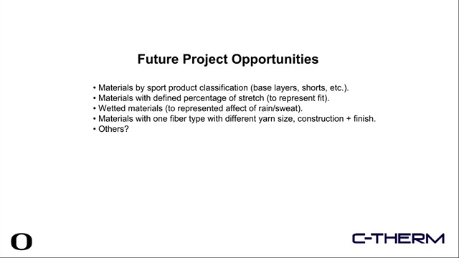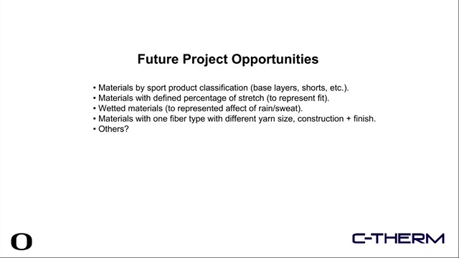What's important to note is that in this first project, we're just looking at a wide array of sports materials. We have everything from t-shirts and base layers to pants, shirts, and jackets. But future project opportunities could include looking at materials for base layers only or materials for shorts only. Other projects could include materials with a defined percentage of stretch. In this study, it's assumed that the material is fitting next to the body with no stretch. It's just draping right next to the body without any pulling or compression.